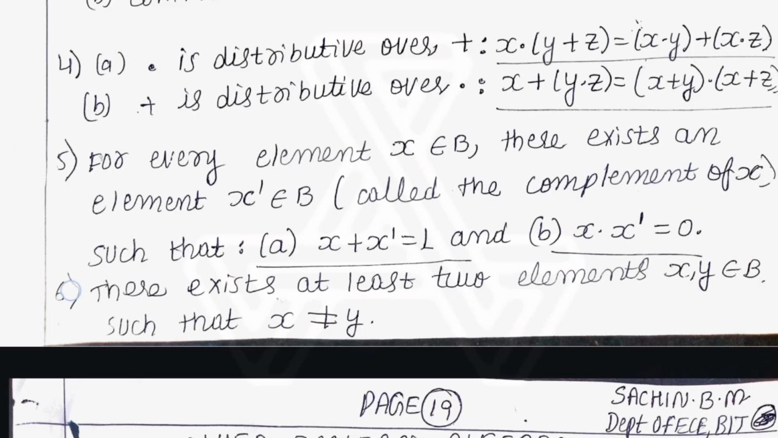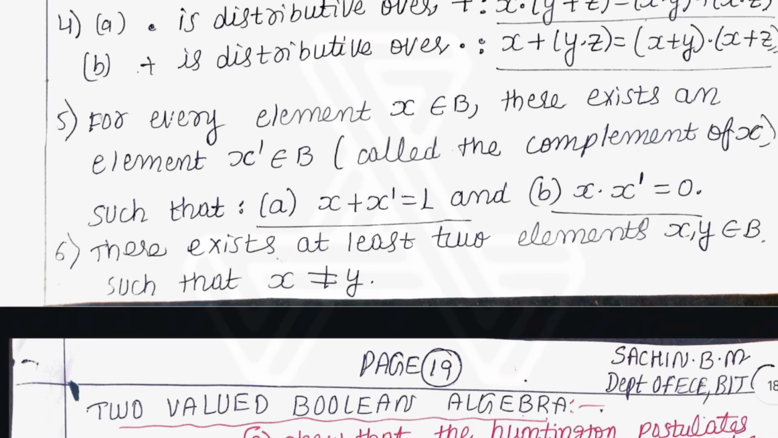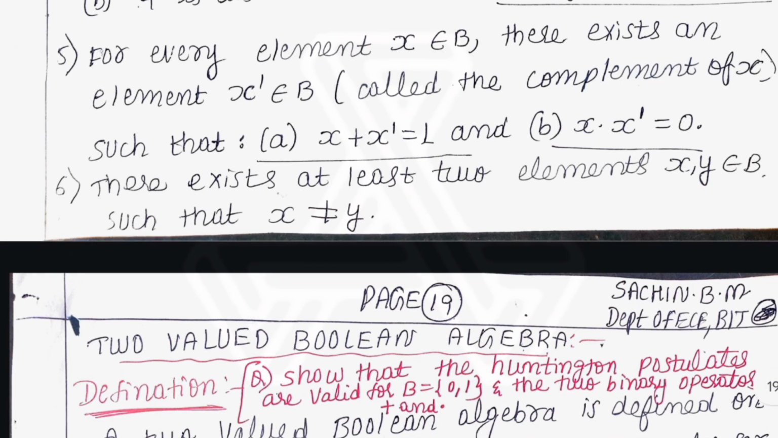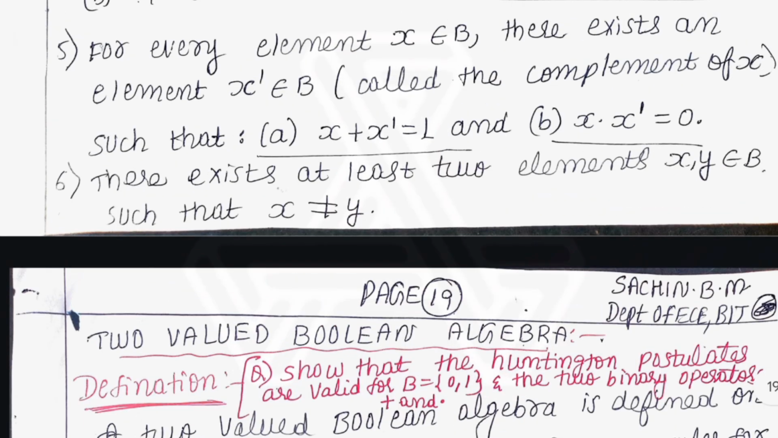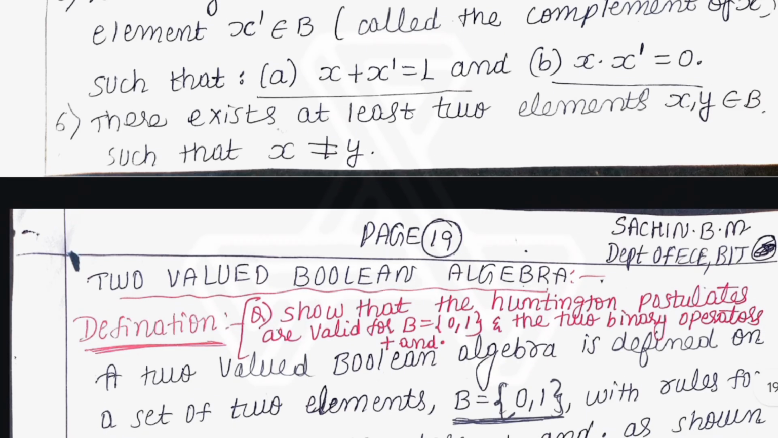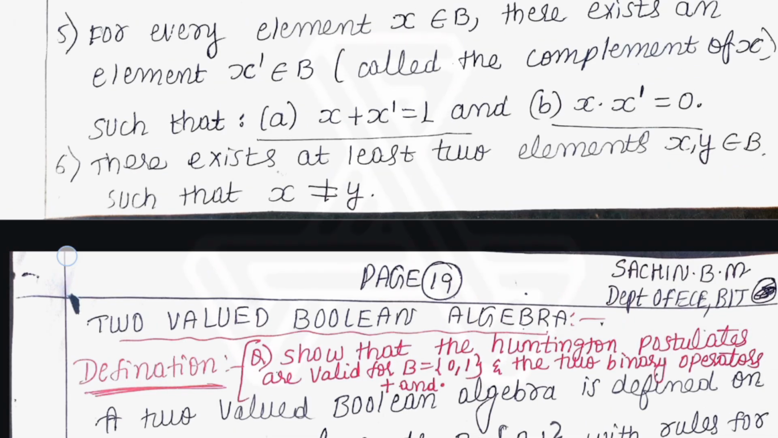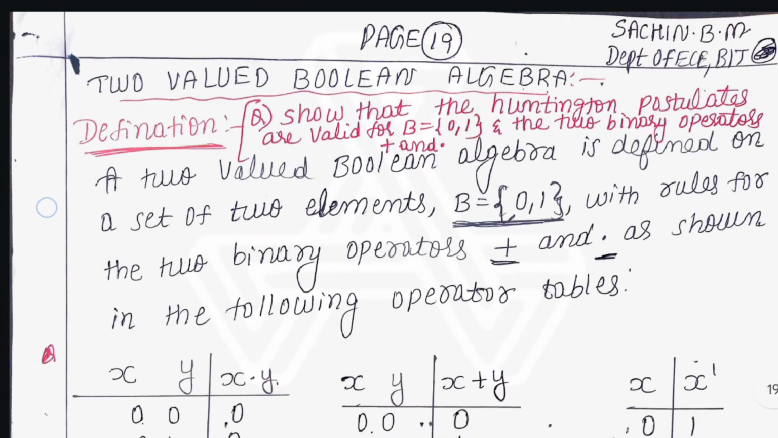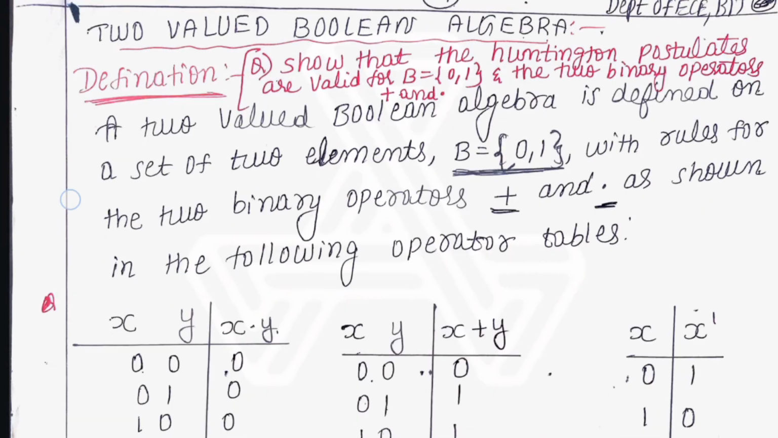For every element x belonging to B, there exists an x dash belonging to B, called the complement of x, such that x plus x dash is 1 and x dot x dash is equal to 0. There exist at least two elements x, y belonging to B such that x is not equal to y. Two-valued Boolean algebra: show that the Huntington postulates are valid for B equal to {0, 1}.